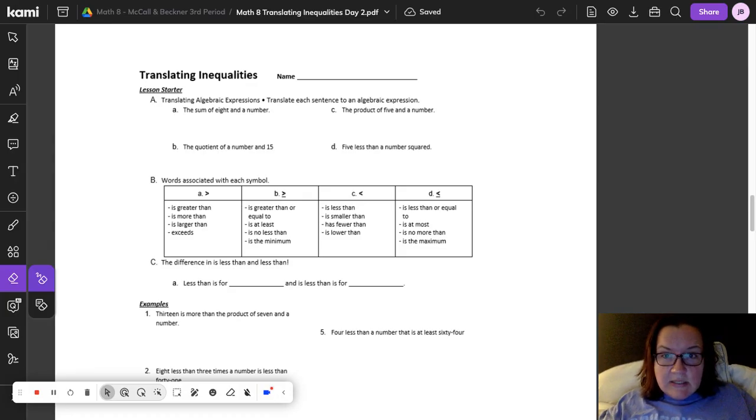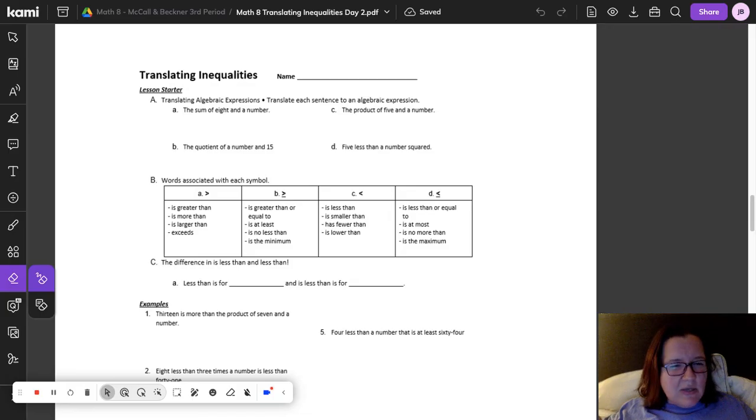Translating means that we're going to take words and we're going to turn them into numbers. An inequality has two sides. It's not really an equation. It's talking about what range of numbers would meet an answer.